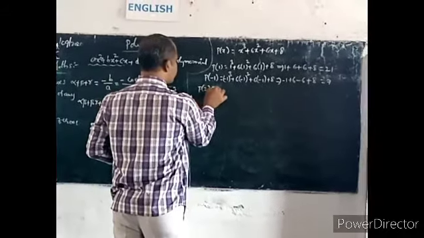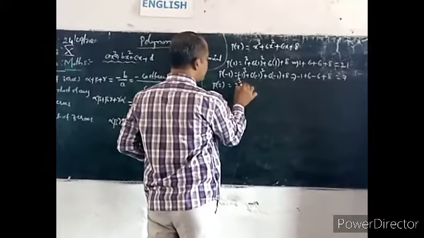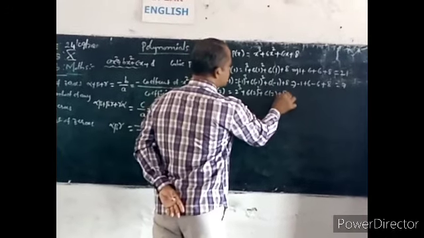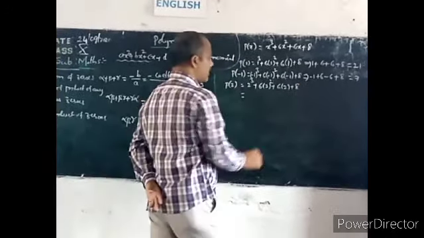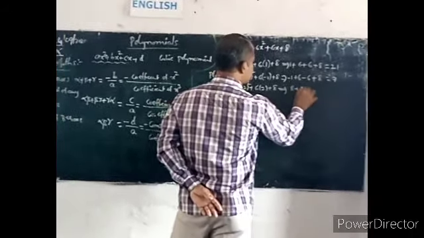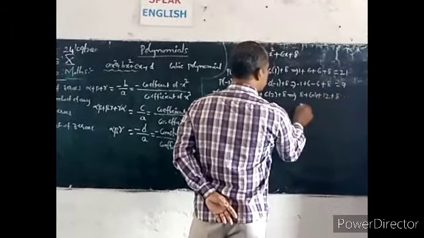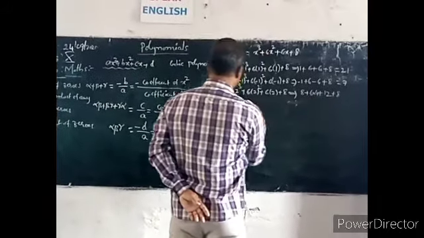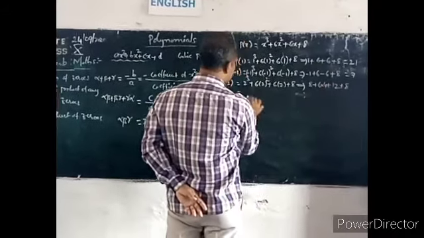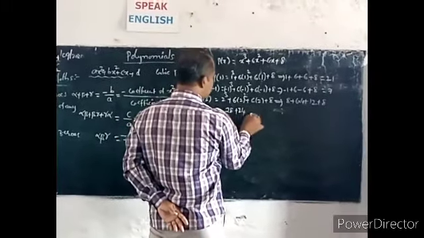Next, p of 2: 2 cube plus 6 into 2 square plus 6 into 2 plus 8. 2 cube is 8, plus 6 into 4 is 24, plus 6 into 2 is 12, plus 8. How much is that now? 8 plus 12 is 20, 20 plus 8 is 28, plus 24, how much?